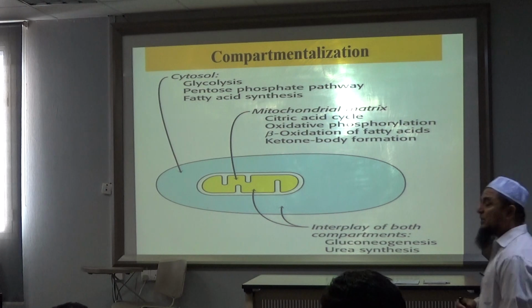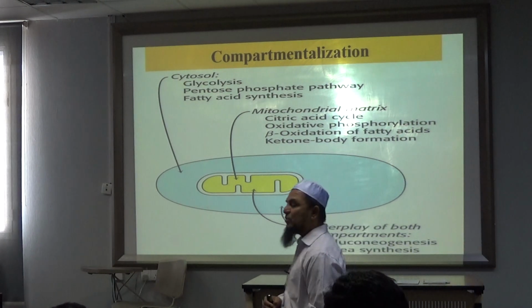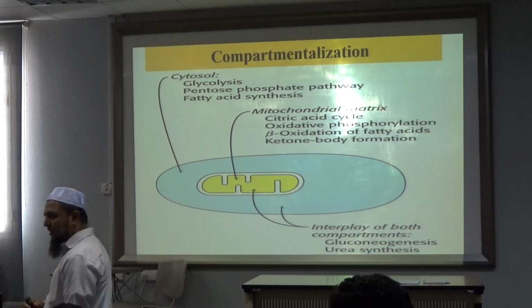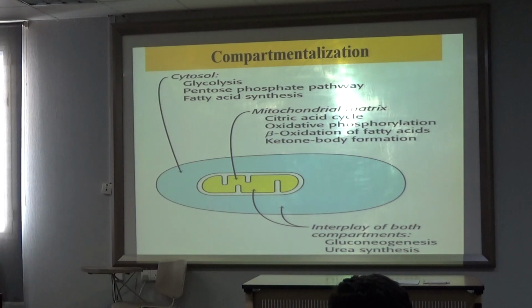And why is this compartmentalization there? It is because of the presence of the required enzymes. So, for example, if you see here, glycolysis, pentose phosphate pathway, and fatty acid synthesis, the enzymes required for these pathways are present in the cytoplasm. The enzymes required for the citric acid cycle, beta oxidation, and ketone bodies formation are present in the mitochondria.